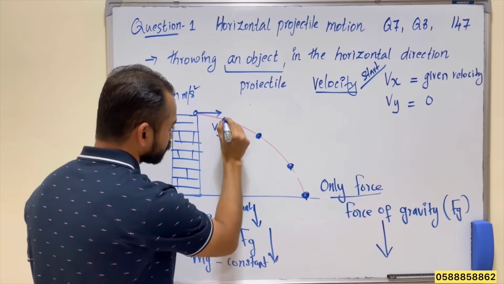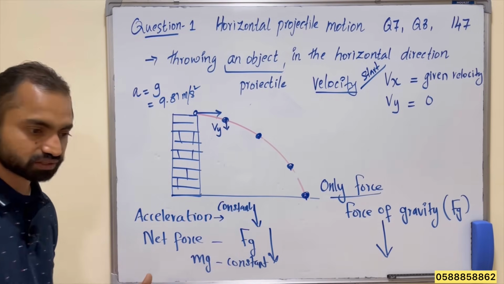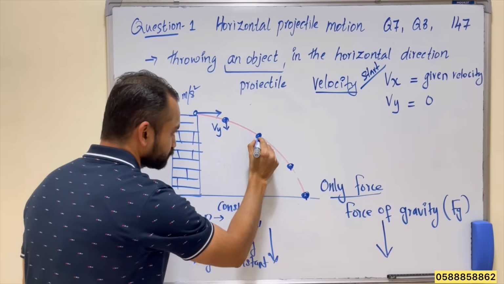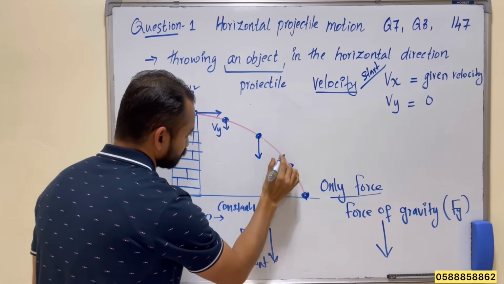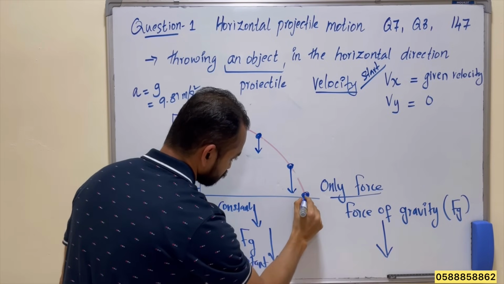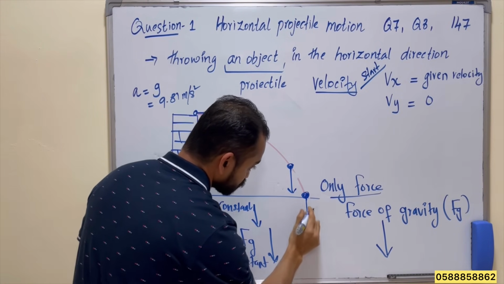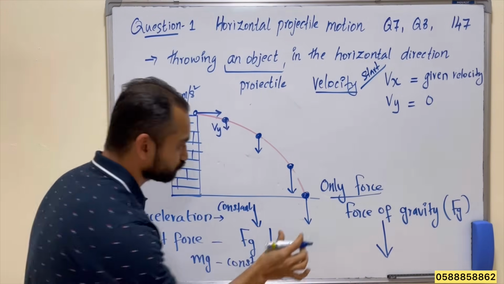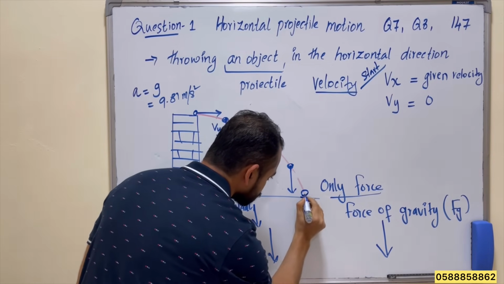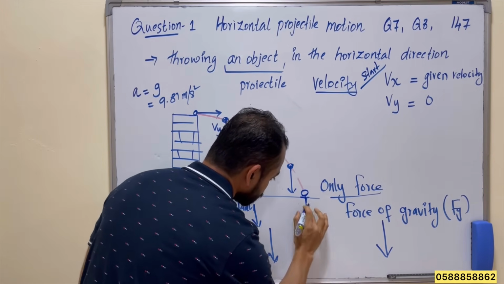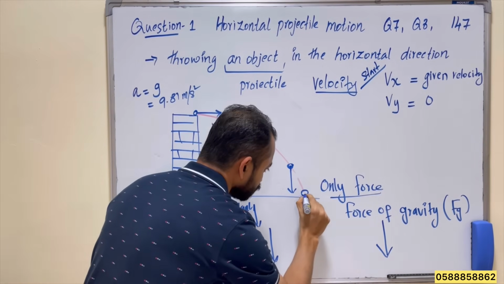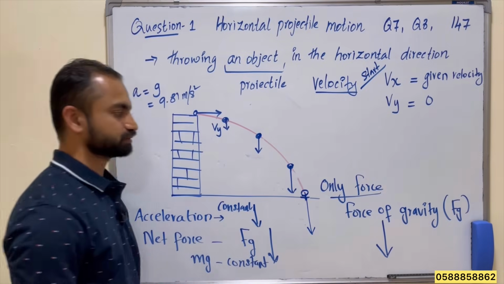So what is the meaning of acceleration? If there is acceleration, velocity will be increasing. Here I am drawing before the ball just touches the ground, not after reaching the ground. So its vertical velocity keeps on increasing.